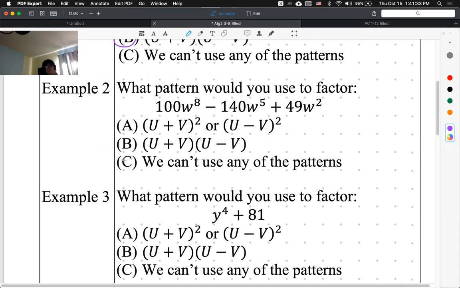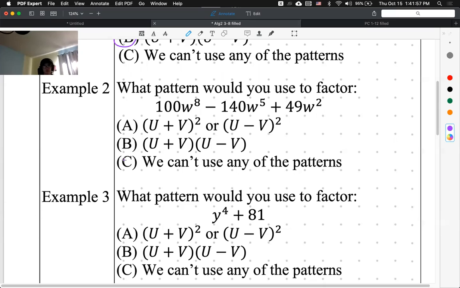All right, the pattern. What pattern would you use to factor? Example 2, this 100w to the power of 8 minus 140w to the power of 5 plus 49w squared. And this one is a little bit harder. You'll have to remember all the way back, what did we do to verify this middle term? I talked about it before. I'll help you get started.